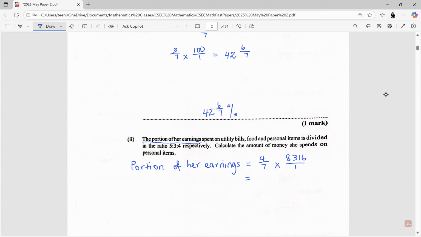Use your calculator and check 4/7 times 8,316, guys. Tell me what that answer is. Faith, you checked it as yet, honey? Faith, are you there?